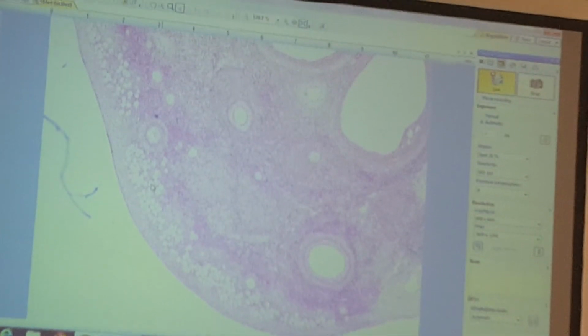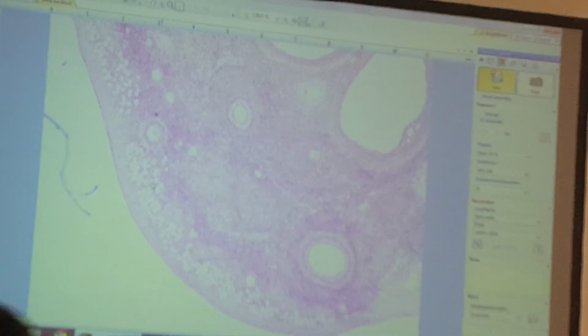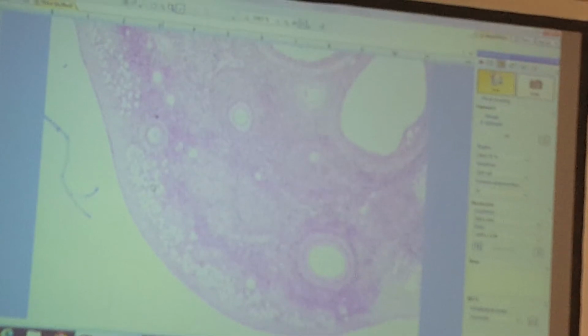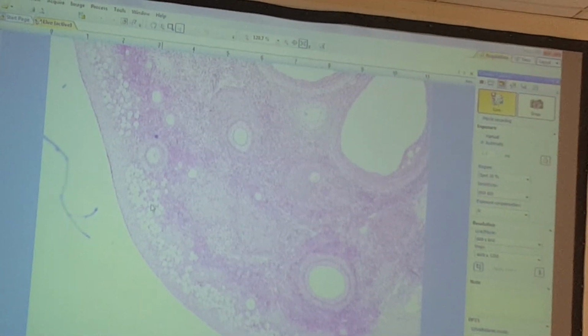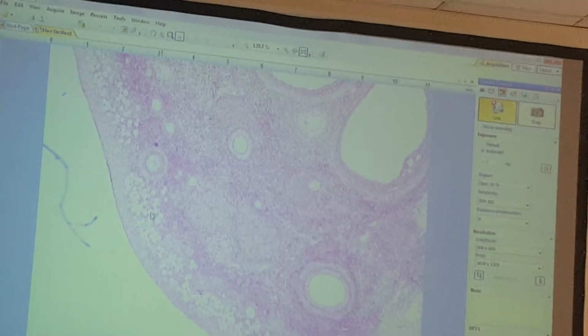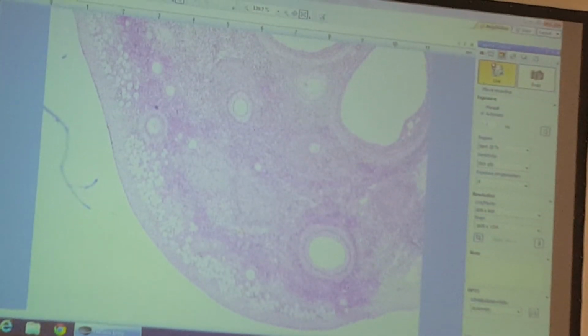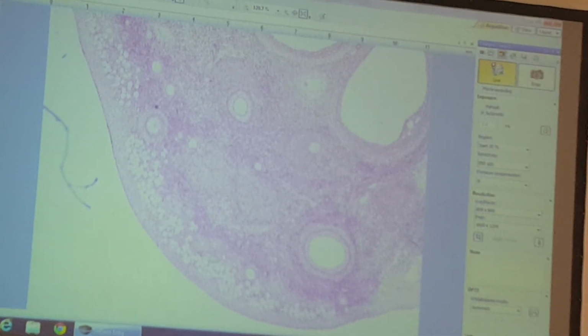Remember, those are the least mature kind of follicle. That's what we're born with. And there's hundreds of thousands of those in the ovary of a baby girl. So you expect to see lots of them. So all of these along here are all primordial follicles.